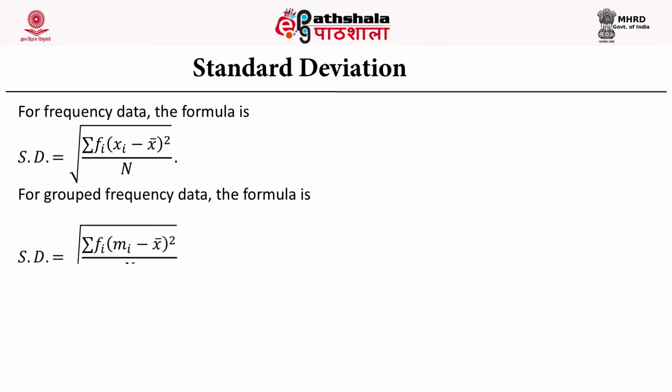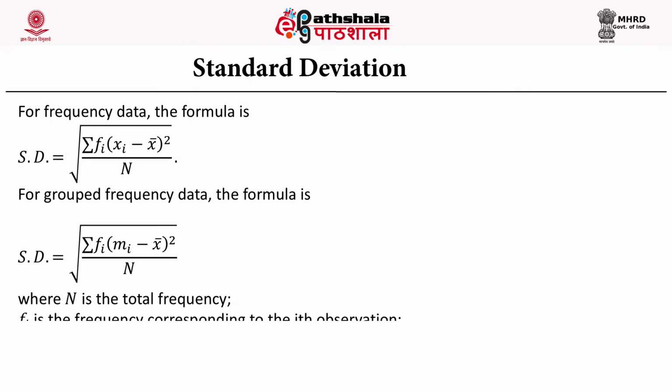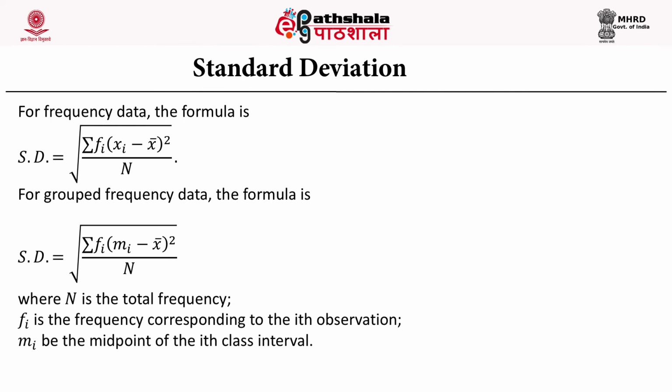For grouped frequency data, the formula is the square root of the summation of fi times (mi minus x bar) whole square, divided by capital N, where N is the total frequency, fi is the frequency corresponding to the ith observation, and mi is the midpoint of the ith class interval.